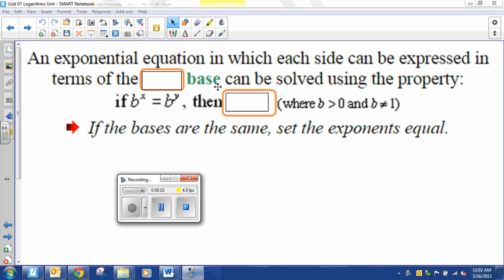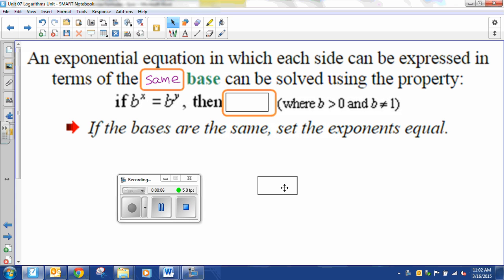An exponential equation in which each side can be expressed in terms of the same base can be solved using the property: if b to the x power equals b to the y power, then x equals y. In other words, if the bases are the same, set the exponents equal.